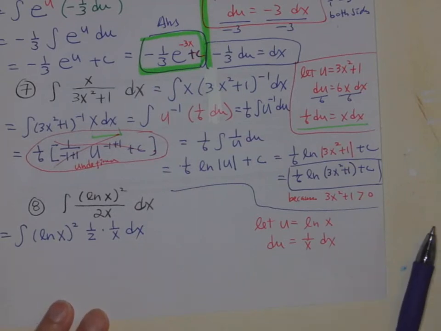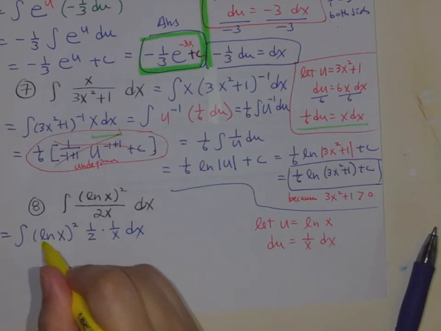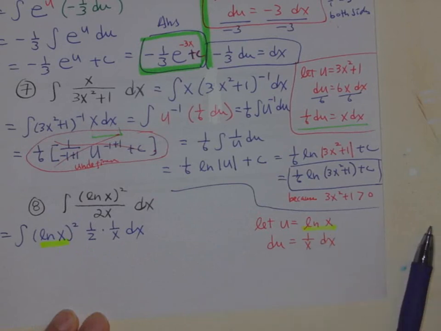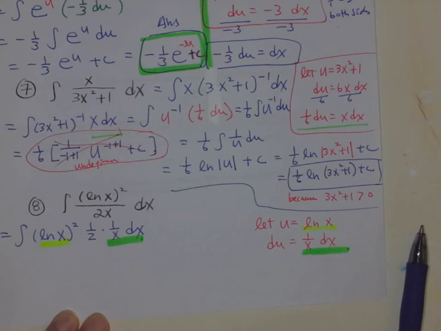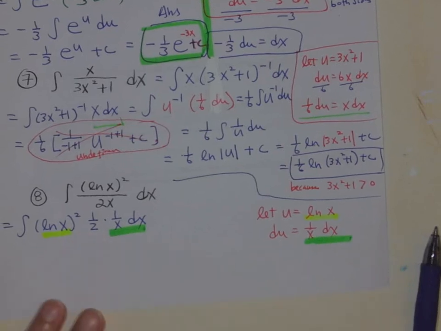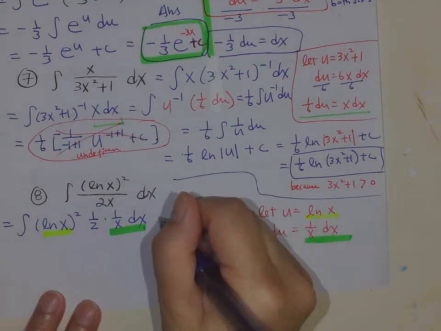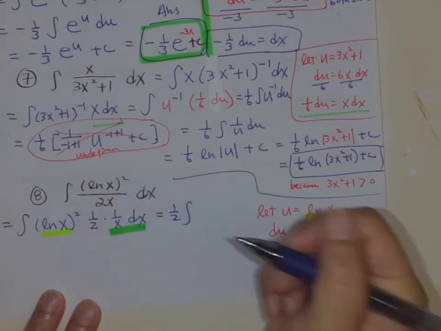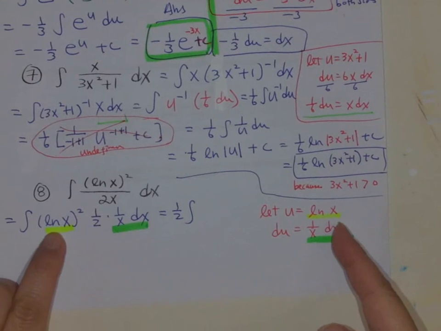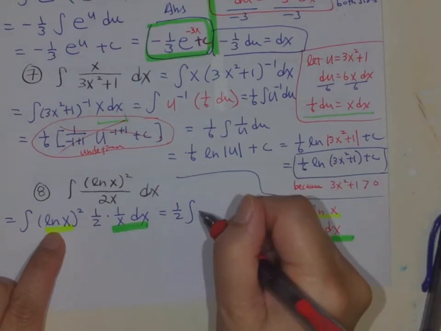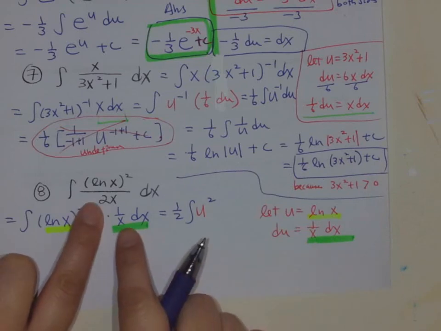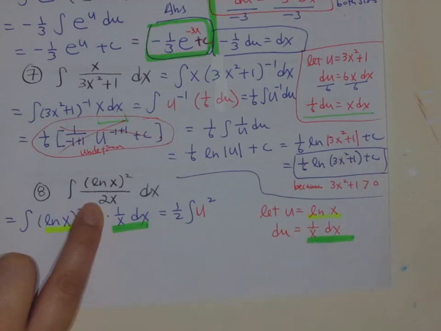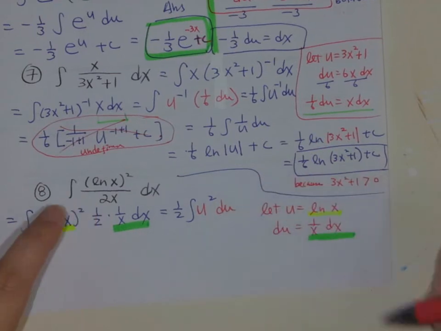Okay, so this is my u, and then this is my du. Okay, so let's see, I don't need the 1/2, but I can put a 1/2 to the front, right? So I can say 1/2 goes out, and then ln of x will turn into my u squared, and then 1 over x dx is my du. So that solves every problem.